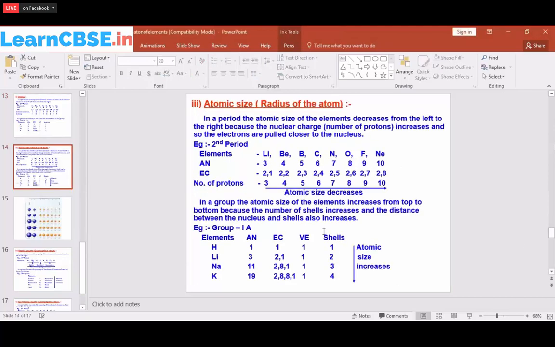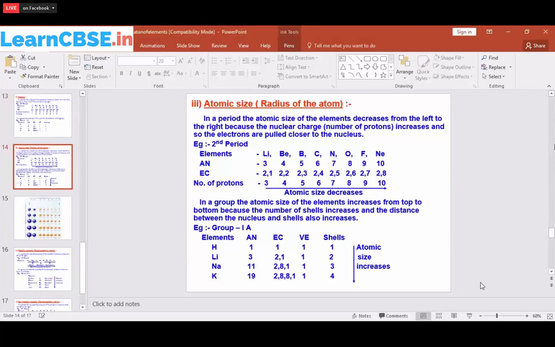Okay, so next one is the atomic size. What is meant by atomic size? It is the size of the atom, the radius of the atom. The radius is the distance from the nucleus of the atom to the outermost shell of the atom, where the outermost electrons are present. That distance we call the atomic size.